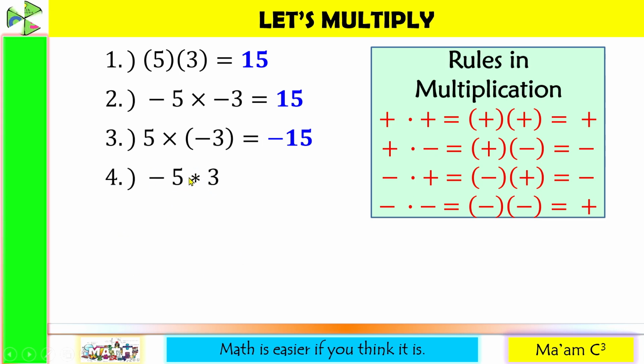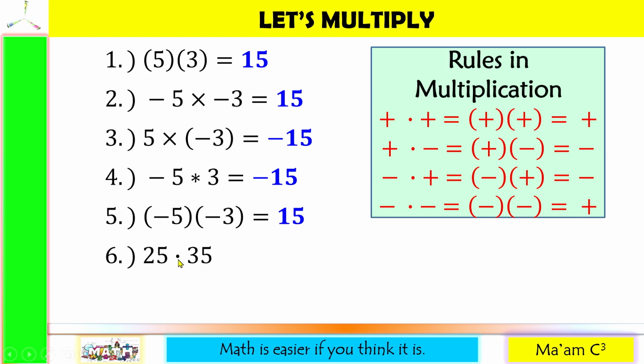Another symbol for multiplication. One negative, one positive. So, the answer is negative 15. Number 5, negative 5 times negative 3. Both are negative, so we are expecting a positive answer. This is positive 15. Number 6, 25 times 35.